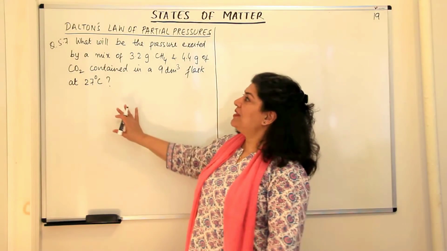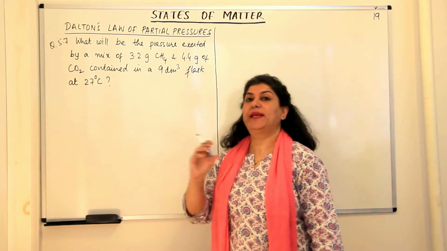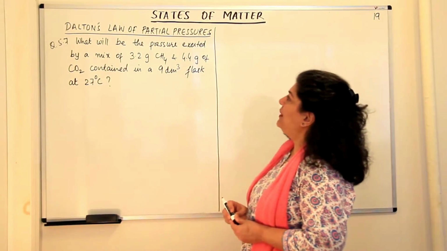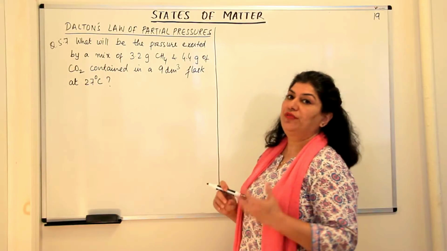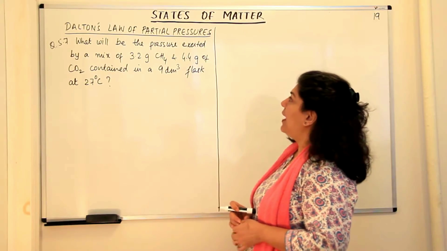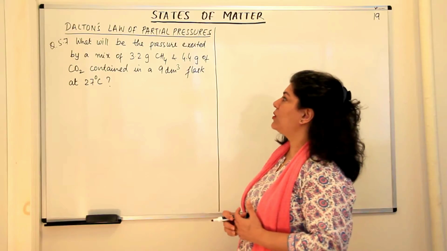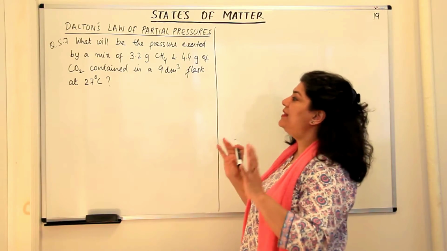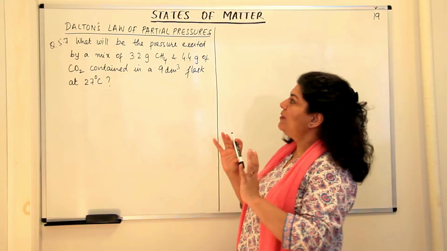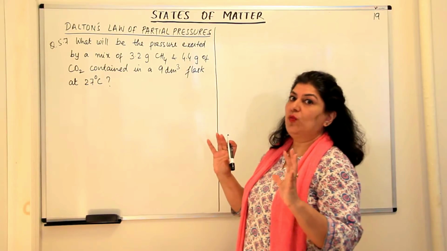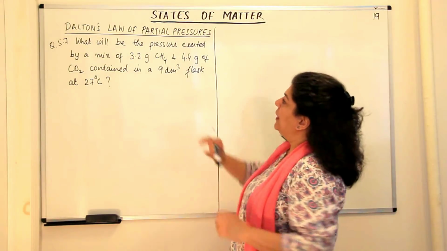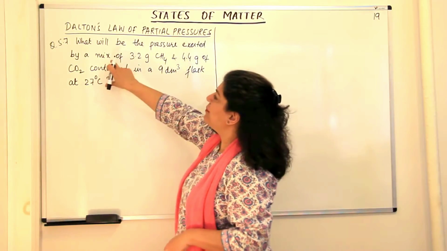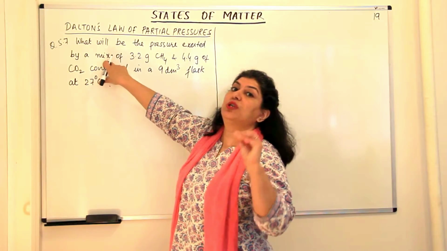Okay. Now this is question 5.7 of your NCERT textbook exercise. Let us see what it says. What will be the pressure exerted by a mixture of 3.2 grams of methane and 4.4 grams of carbon dioxide contained in a 9 decimeter cube flask at 27 degrees Celsius? Let us see what all is given to us and what it is that we are looking for. We have been asked the pressure exerted by a mixture. It means we are looking for the total pressure.